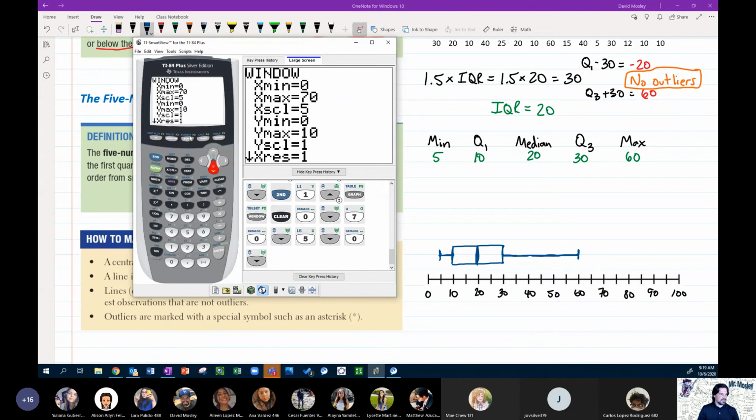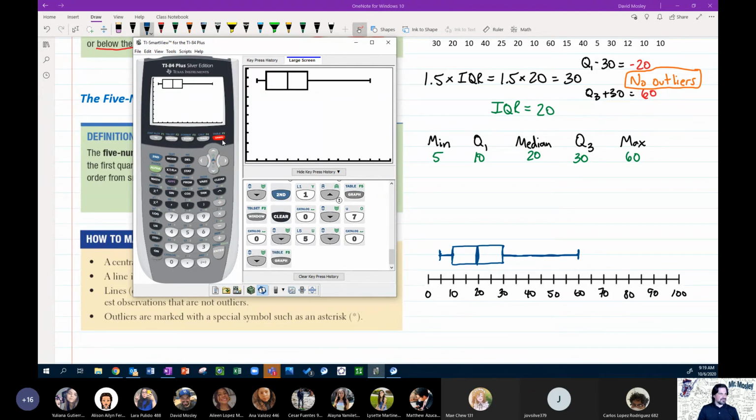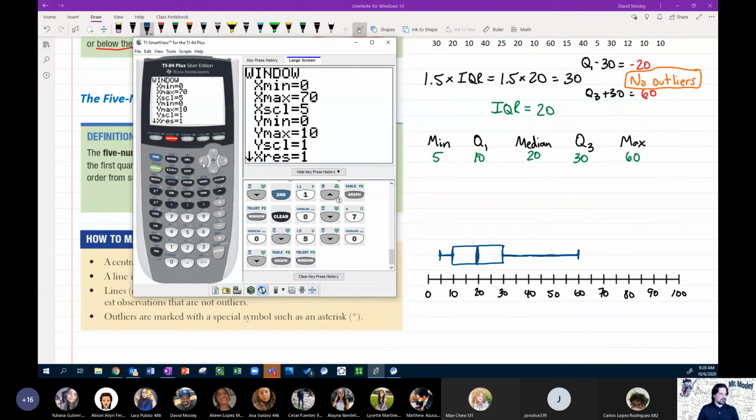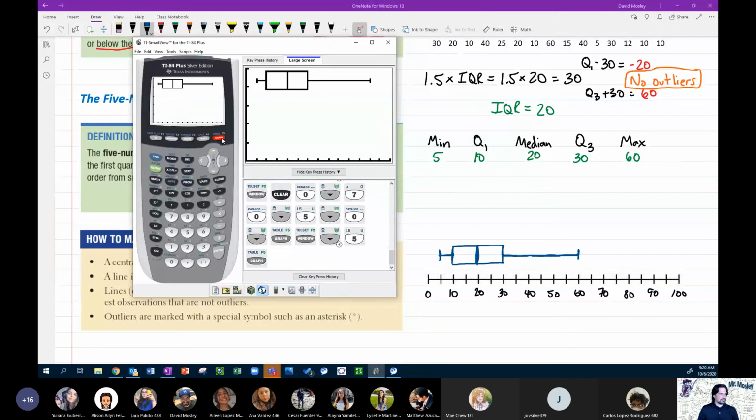Just leave that there. All right. And now when I go to graph, hey, look, there's my box plot. Got it kind of high up there. If I change that, it's to lower it. Yeah, it just throws it at the top of the screen, regardless of the y-axis.